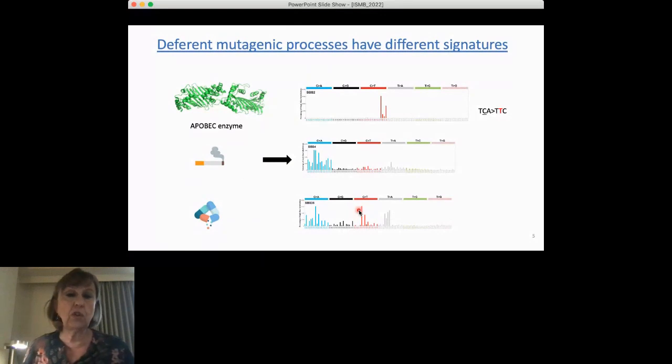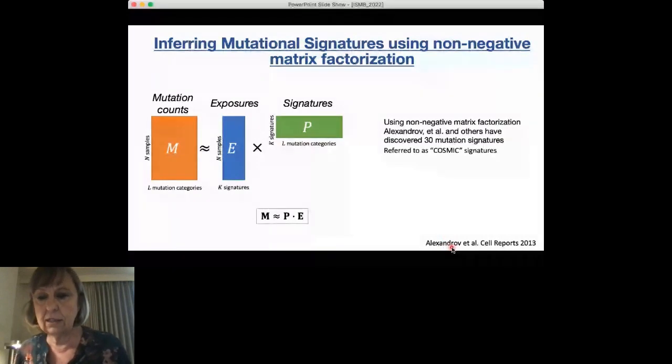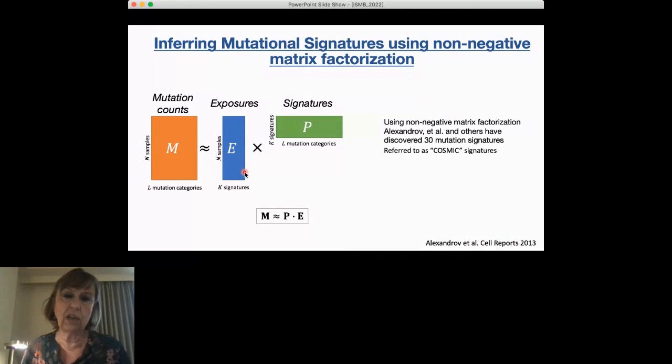So of course, we don't know all the mutagens yet. However, we can ask what is the minimal or optimal number of signatures that can explain the mutational patterns observed in the human cancer genomes? This allows us to propose more signatures. And again, going back to the groundbreaking work of Alexandrov et al., they utilized non-negative matrix factorization to come up with the set of possible signatures.